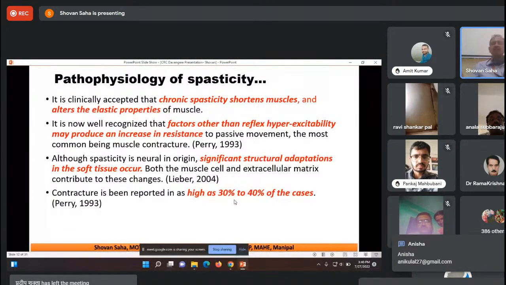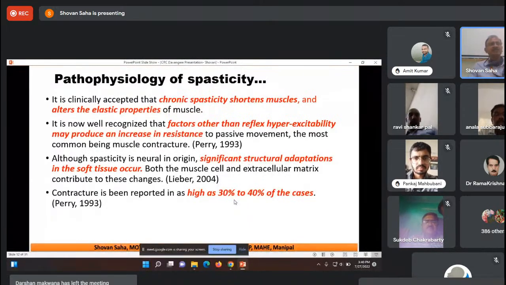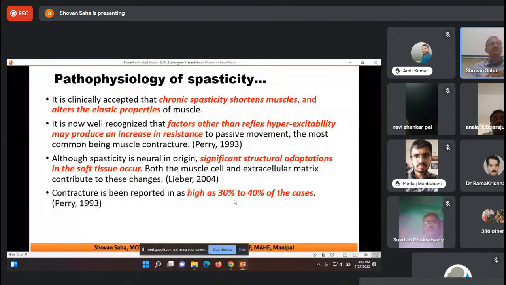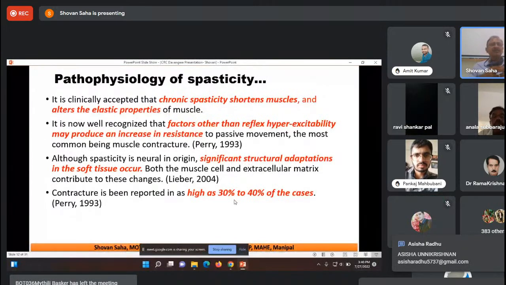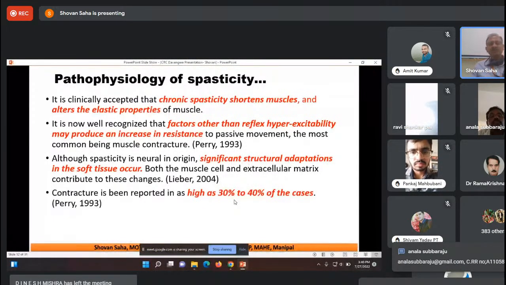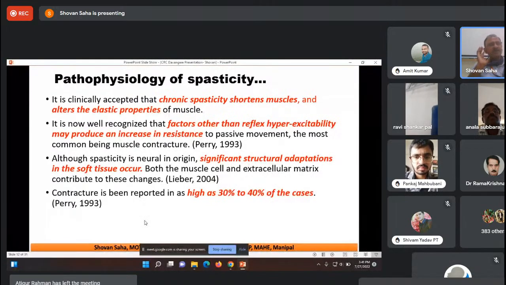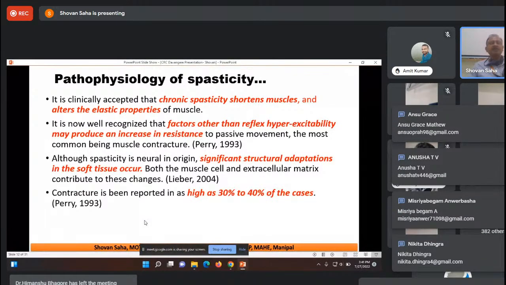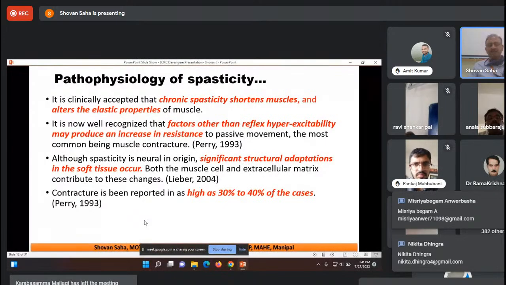You are following up a patient after 6 months, and you had not given the patient any hint. The patient comes after 6 months, and suddenly you realize that the resistance to stretch has dramatically increased. That means from a stretchable contracture, it is now gradually becoming a non-stretchable contracture. So we should be able to anticipate, and educate the family members accordingly: the kind of precautions they need to take, the kind of vigil they need to keep on the child, and that they need to get back to the therapist.